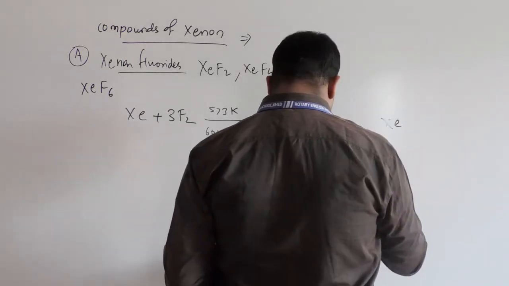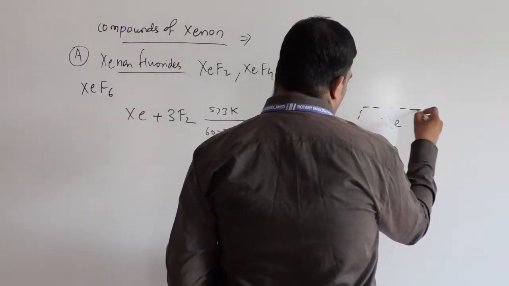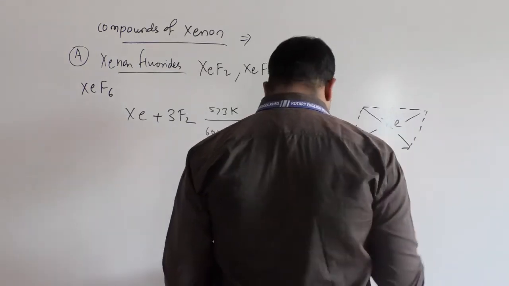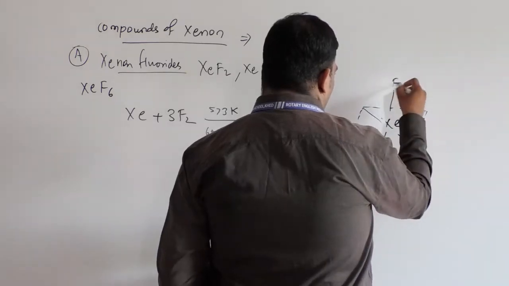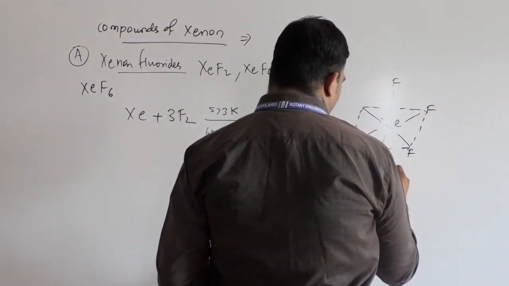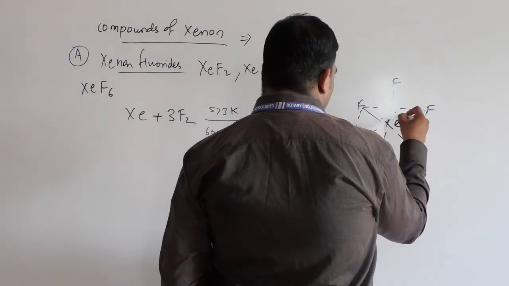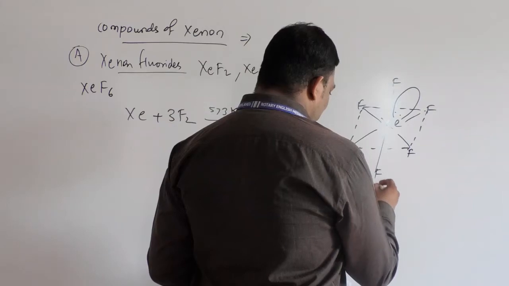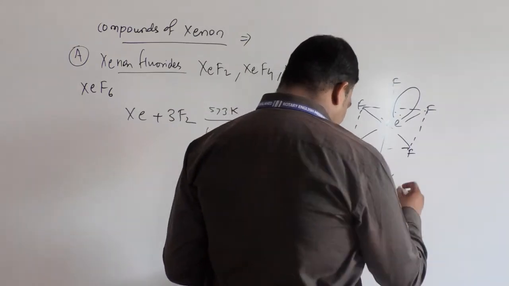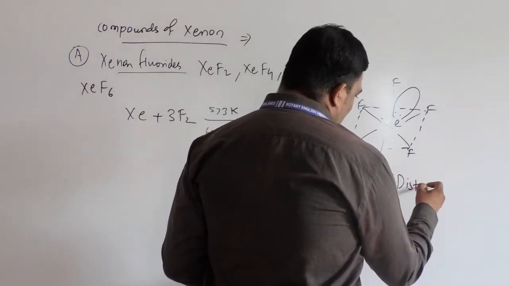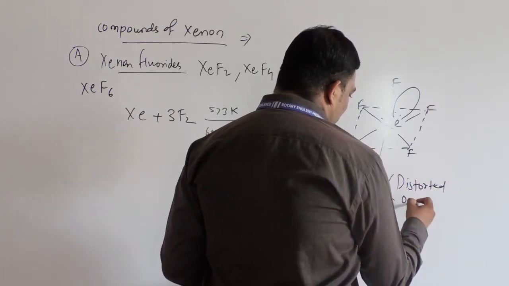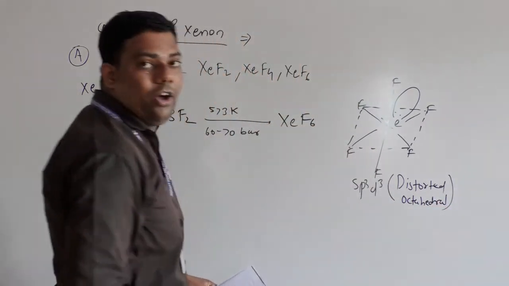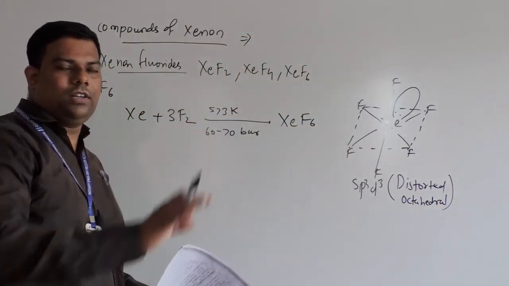See Xe like this. XeF6: 1, 2, 3, 4, 5 and 6 with one lone pair, having hybridization sp3d3 and geometry distorted octahedral. Distorted octahedral.